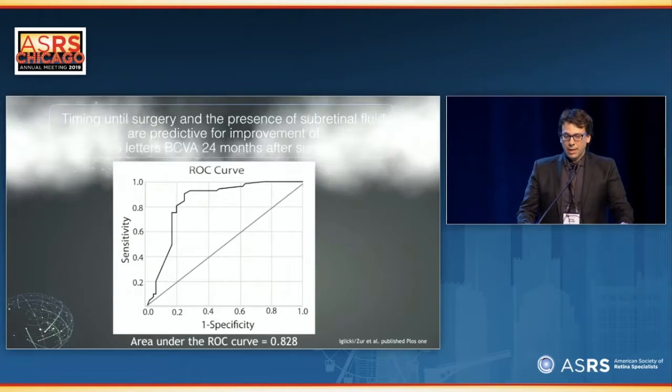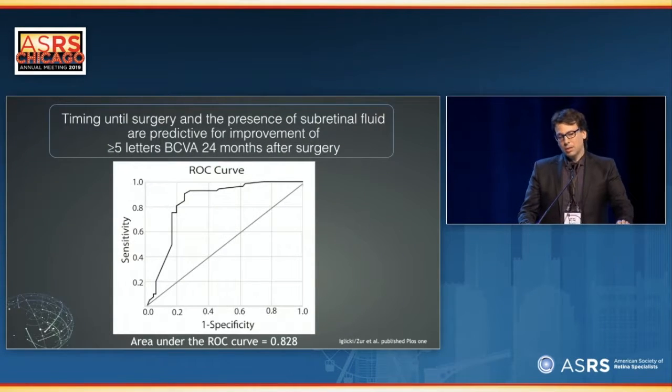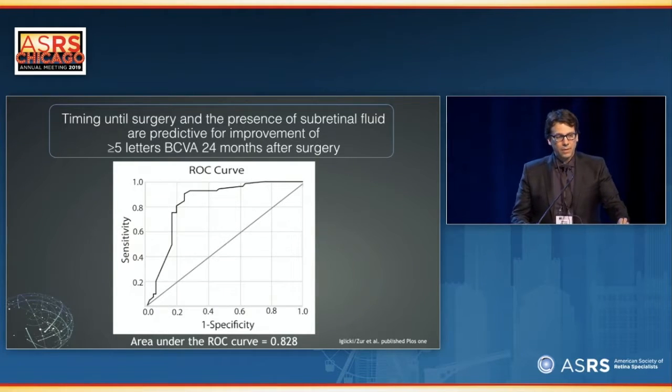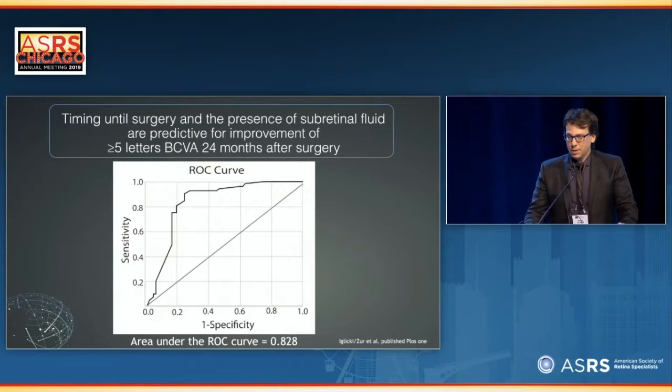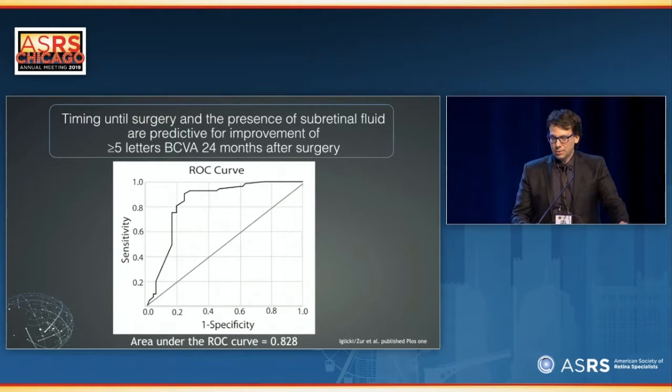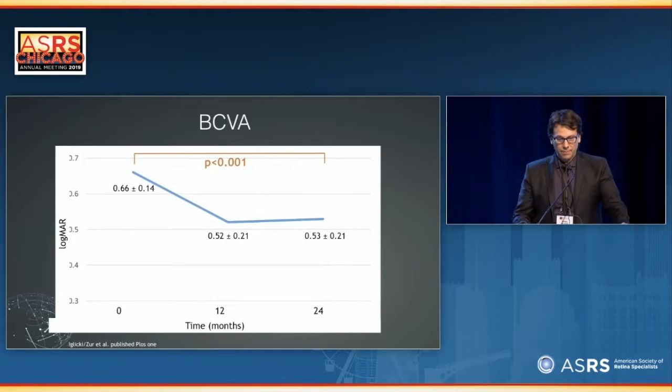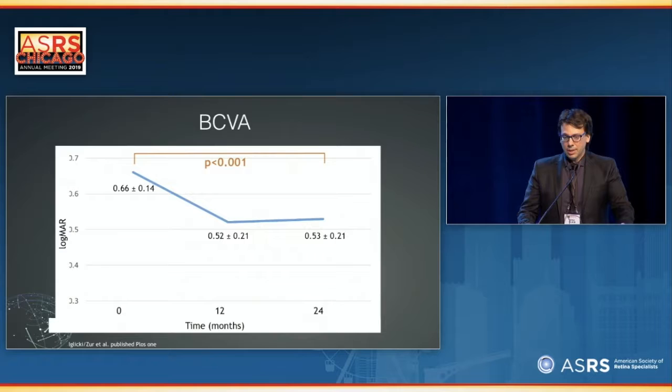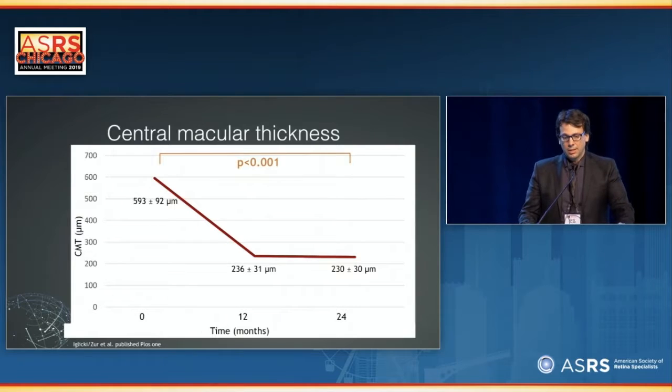When we look at the visual acuity, this ROC curve shows that timing was one of the predictive values. That is to say, it doesn't matter what we use, anti-VEGF, DEX implant, or vitrectomy, we have to use it early. Going straight to best corrected visual acuity, you can see on the screen that the difference was statistically significant from the beginning. The same thing happened with central macular thickness.